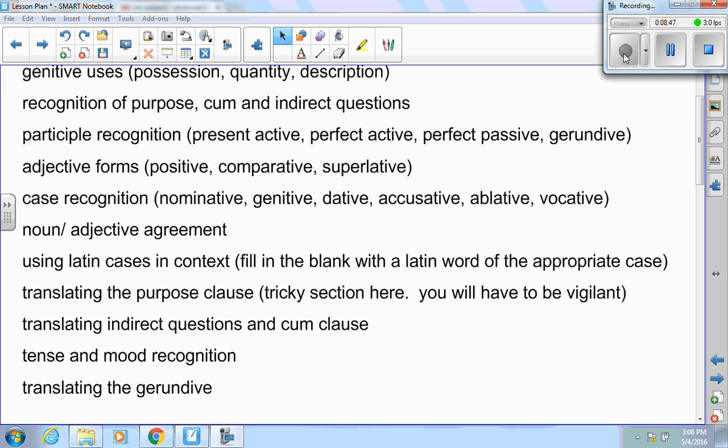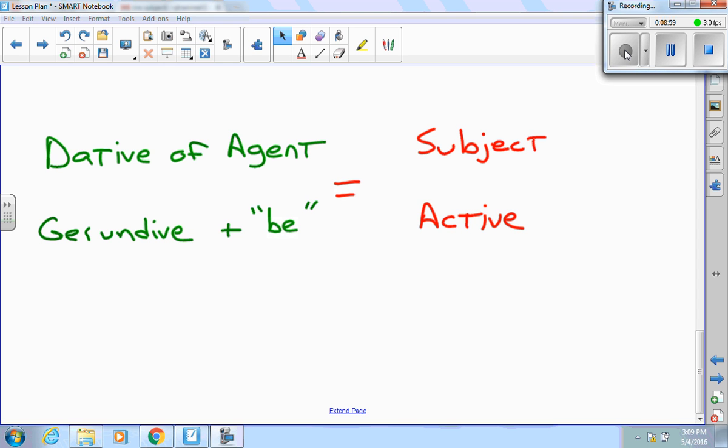Tense and mood recognition: make sure that you know what tense you're looking at and whether it's indicative or subjunctive. Translating the gerundive, that's what we just did. Make sure that you're aware that the dative of agent in Latin is the subject in English.